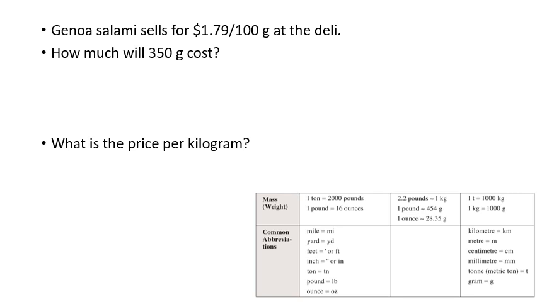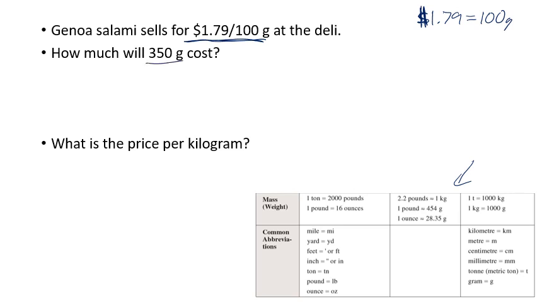Okay. Now we have another question right here. It says, Genoa salami sells for $1.79 per 100 grams at the deli. How much does 350 grams cost? So in here, we don't have a conversion for dollars to grams, okay? That conversion was given to us by the grocery store that's saying $1.79. Essentially, it's saying, sorry, that's my bad symbol for a dollar. $1.79 is equal to 100 grams. You can think of it that way right there.